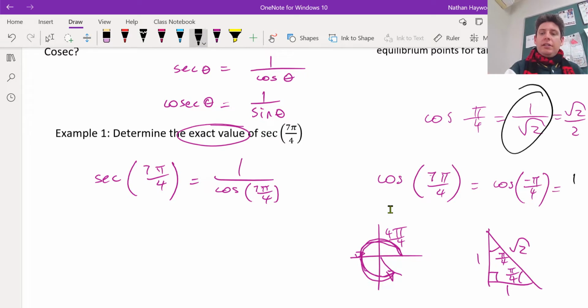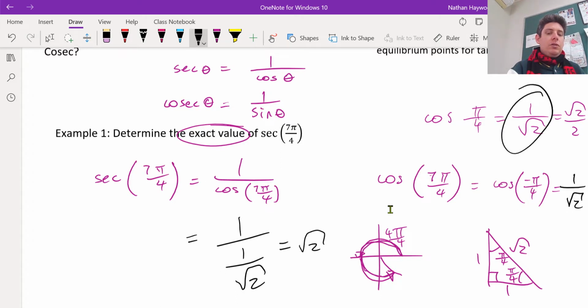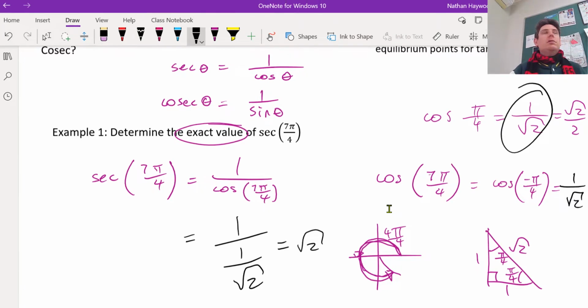So let's leave it like that. Now we're going to sub it in. So sec 7 pi over 4 is 1 divided by a fraction. What happens to the fraction? Keep, change, flip. It becomes square root 2 over 1, which is just square root 2.